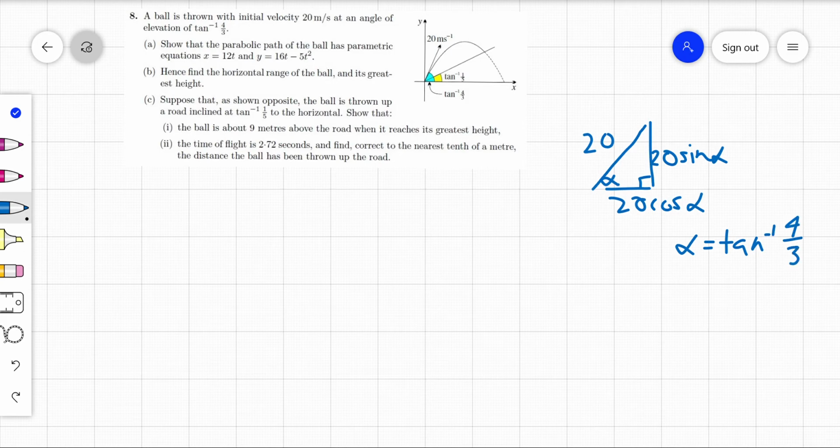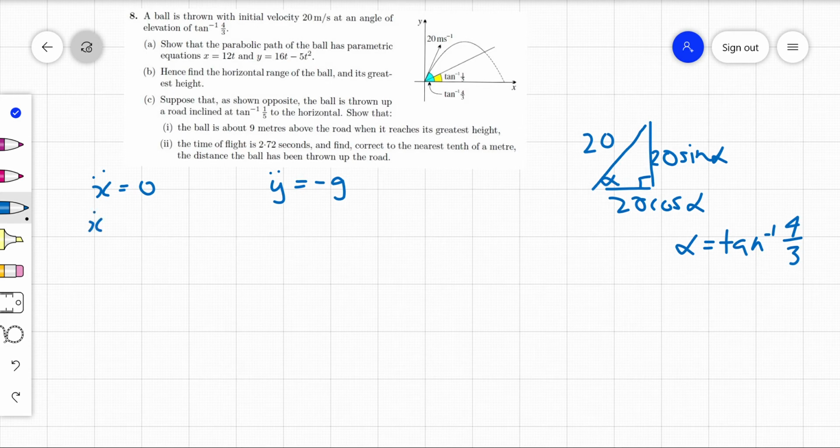All right, so let's start with x double dot. We know x double dot, the acceleration in the horizontal direction, is 0. The acceleration in the vertical direction is minus g. And I think they're going to use gravity as 10, but I'll do that at the end.